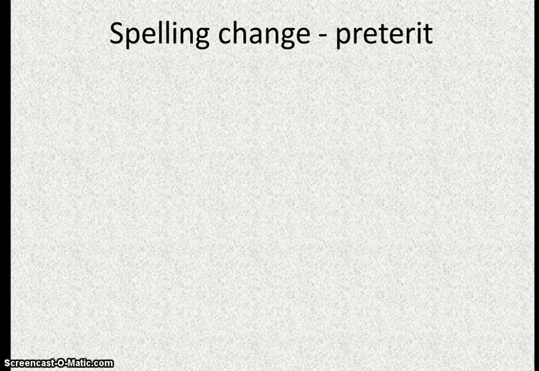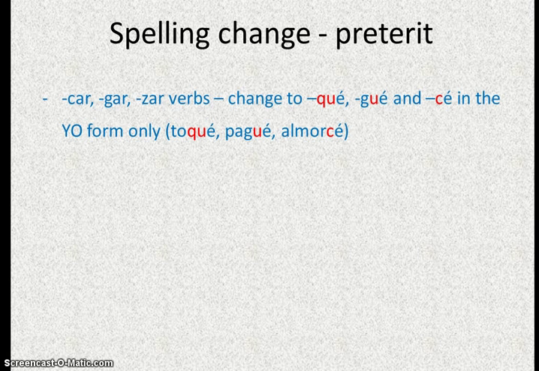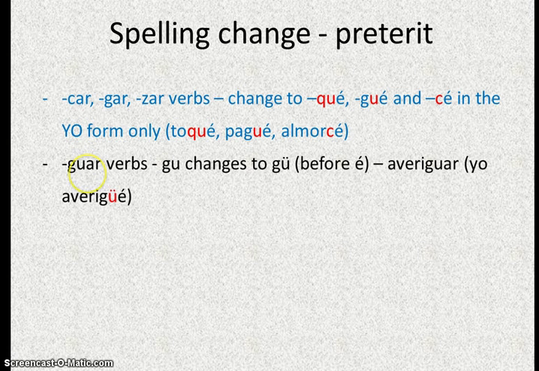Some verbs that implement a spelling change in the preterite. We have car, gar and zar verbs, changing with the QU, the U added to the gar, and the Z to the C. This only occurs in the yo form in order to maintain sound. Verbs that end in G-U-A-R, you'll see the G-U change to the G-Ü with the diaeresis above the U before an accented E. So this would occur in the yo form of the preterite.